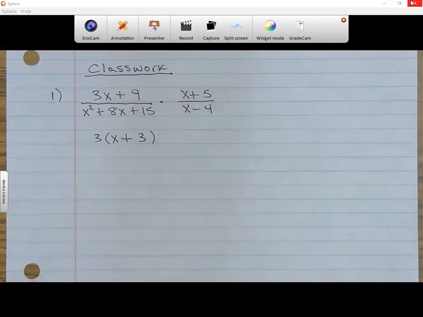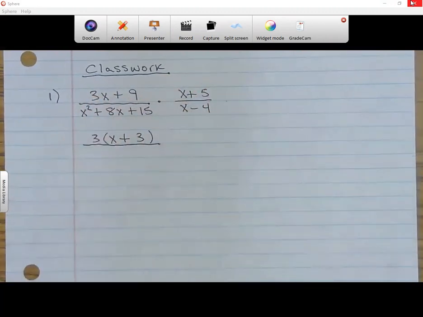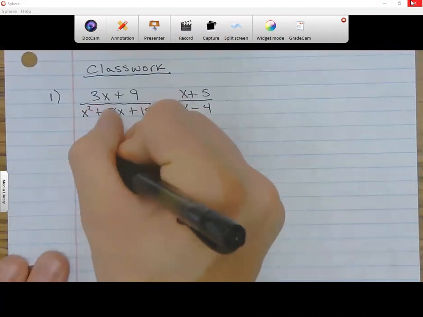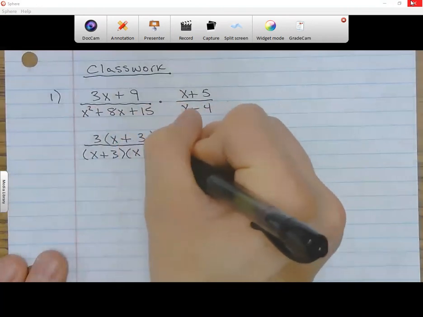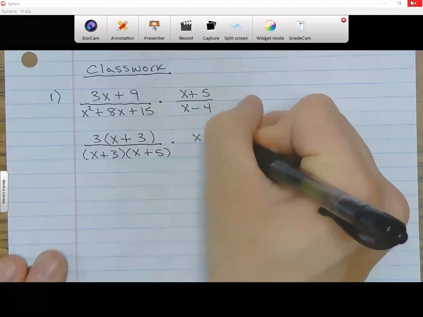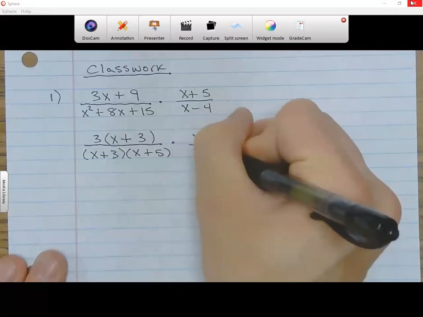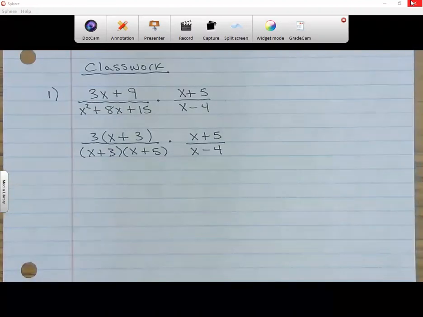Let's do the bottom now. On the bottom, I have x squared plus 8x plus 15. I need to multiply to 15 and add up to 8. So that's going to be 5 and 3. x plus 3, x plus 5. And I'm still multiplying by x plus 5 over x minus 4. The second fraction hasn't changed because we can't really factor the top and the bottom anymore.